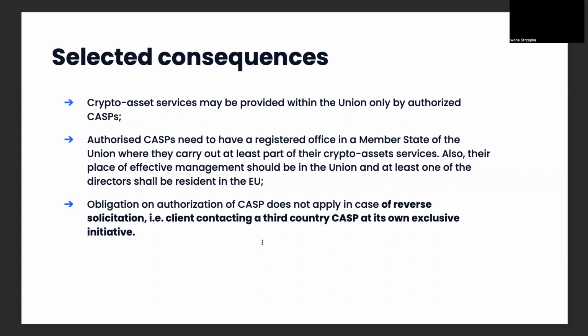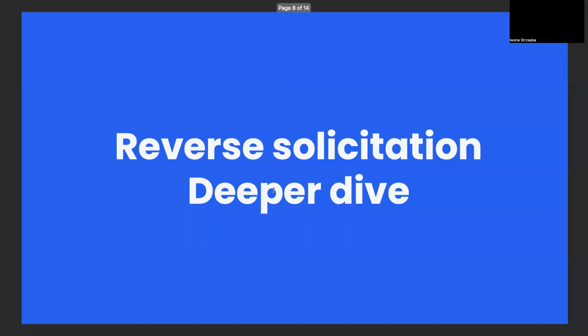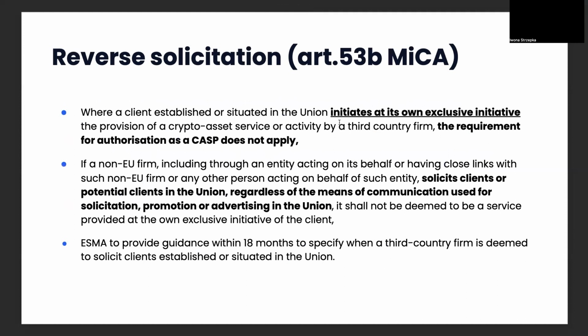And the obligation of authorization as a CASP does not apply in case of reverse solicitation. And this is actually why we will be discussing this topic today. This is why reverse solicitation is so important. So let's maybe now dive deeper, finally, into today's highlight. Reverse solicitation is to be found in Article 53b of MiCA. And this is basically an exception to the applicability of MiCA. When it applies, the crypto asset services are not deemed to be rendered in the EU or to the EU customers, which means MiCA is not applicable, which simply means there is no need for authorization.